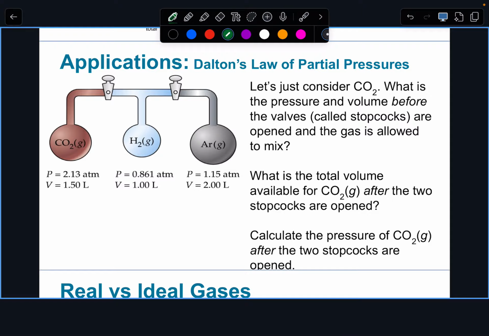Okay, so the biggest point to recognize is these are initial pressures and volume. Once I open up those valves, I now have a new volume, which is going to be just the total of all of those. So 1.5 plus 1 plus 2, so a total new volume of 4.5, which is going to change the pressure of the CO2 because it's now spread out into a larger container. So you've got to account for that in this calculation.